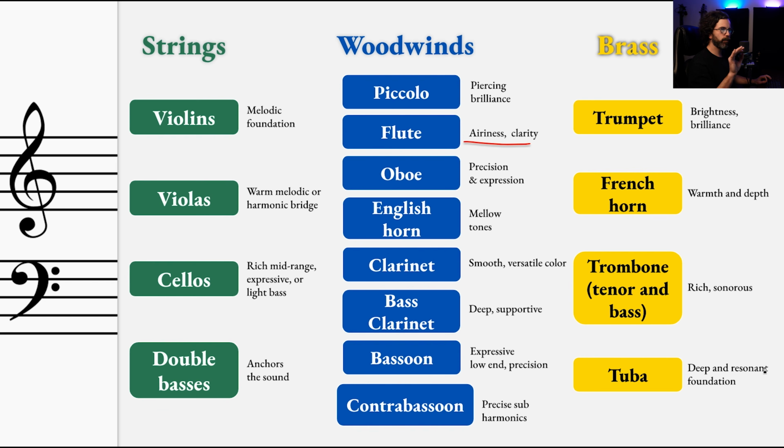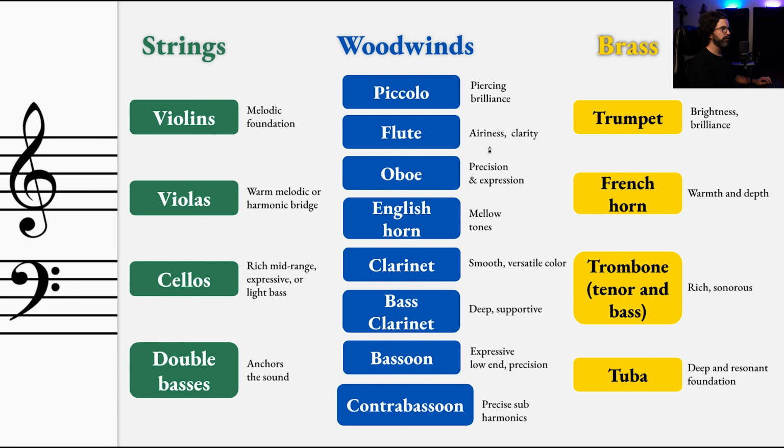This kind of sound is typical of the flute. And when you decide to blend your violins with the flute, you really get this kind of airy violin sound, which is amazing. And clarity, it brings a certain light to the sound, and you can see that it pairs really well with the trumpet as well, with the brightness and the brilliance of the trumpet.